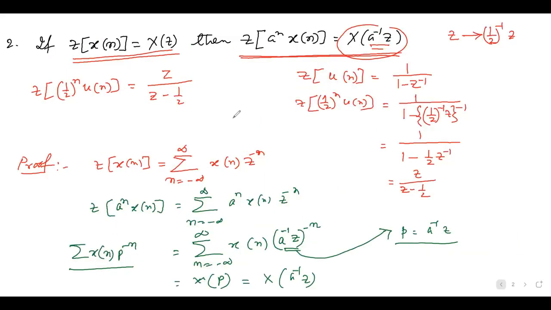All right, next property, we are moving to the next property, that is the derivative property, or multiplication by n. The first property is the linearity property. The second property is multiplication by a to the power n, or the exponential property, you can say multiplication by an exponential sequence. Next is multiplication by n, which is also called the differentiation property.